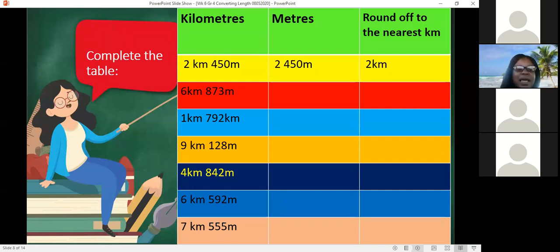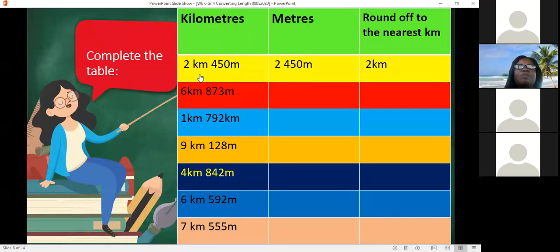On this one, I'll be unmuting you. You say the answer, I unmute you, mute you like that. I think we're going to go faster. Let's look at the table before you raise your hand. We have kilometers, then meters, then rounding off to the nearest kilometer. I've given you the kilometers. You have to give me the meters, and then round it off. So check it before you raise your hand.